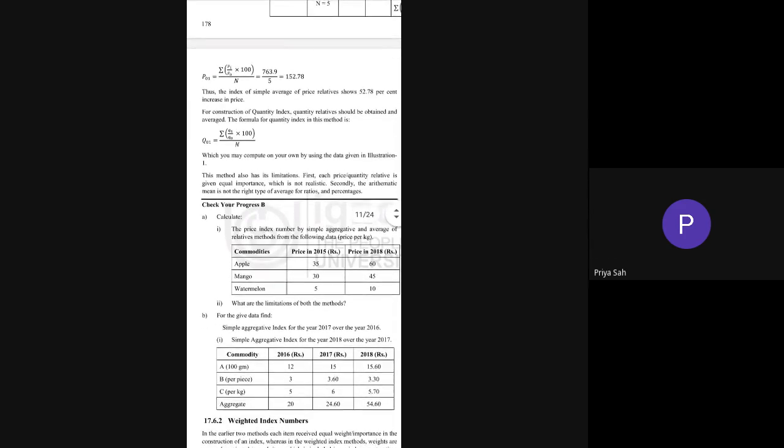So here you can also evaluate as per this one. How will you know increase and decrease? Just deduct 100 from whatever answer you get. Check whether it is greater than 100 or less than 100. If it is less than 100, there is a decrease, and if it is greater than 100, it is an increase. After deducting, you get the value of the increase or decrease.